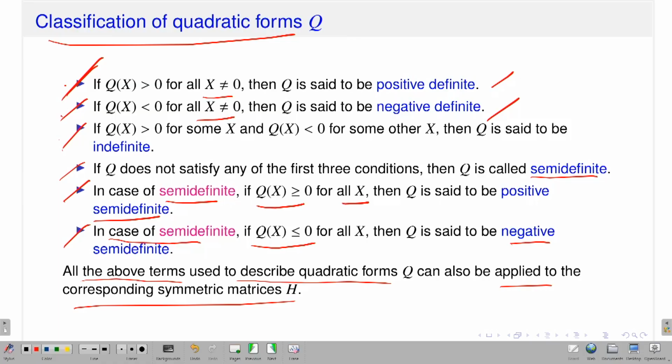That means if Q(x) is strictly positive for all x non-zero, then Q is positive definite, or I can also say that H is positive definite. Similarly, if Q(x) is strictly less than 0 for all x non-zero, Q is negative definite, and I can also say that the symmetric matrix H is negative definite, and so forth. That is the relation. So all the above terms used to describe quadratic forms Q can also be applied to the corresponding symmetric matrices, because the quadratic form and the symmetric matrix are associated. Starting with the symmetric matrix, I have the quadratic form.